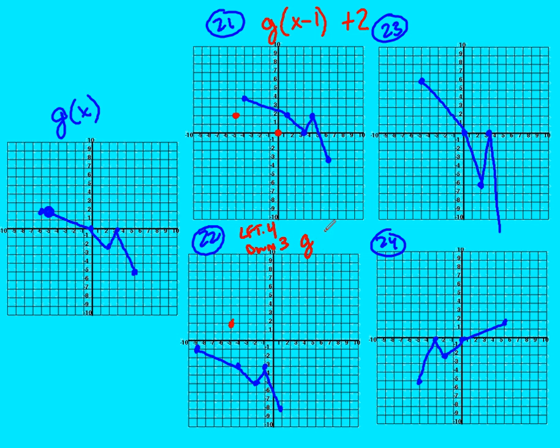So g of x, and we're going to add or subtract where we need to. To go to the left 4, that means I need a +4 on the inside. To go down 3, that means I need a -3 on the outside.